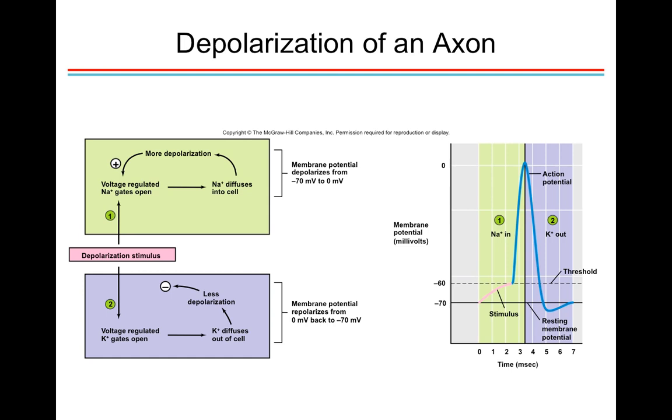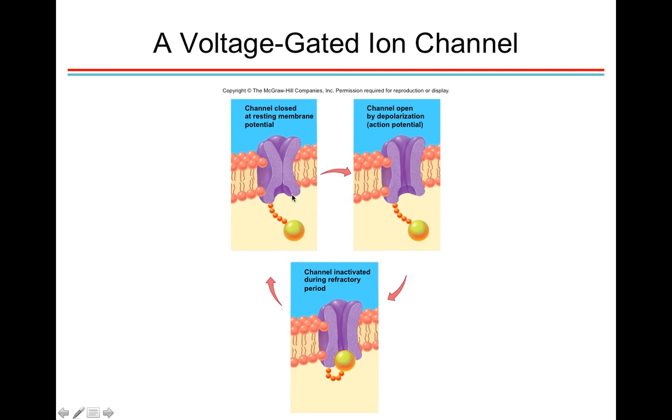So for an axon to be depolarized, there needs to be a depolarization stimulus. We're actually going to talk about that towards the end of this video presentation. We're going to begin assuming the stimulus has occurred already. That stimulus takes the membrane resting potential of negative 70 and makes it more positive. So for example, it'll bring it to negative 60 millivolts. This is enough to open these voltage-gated sodium ion channels.